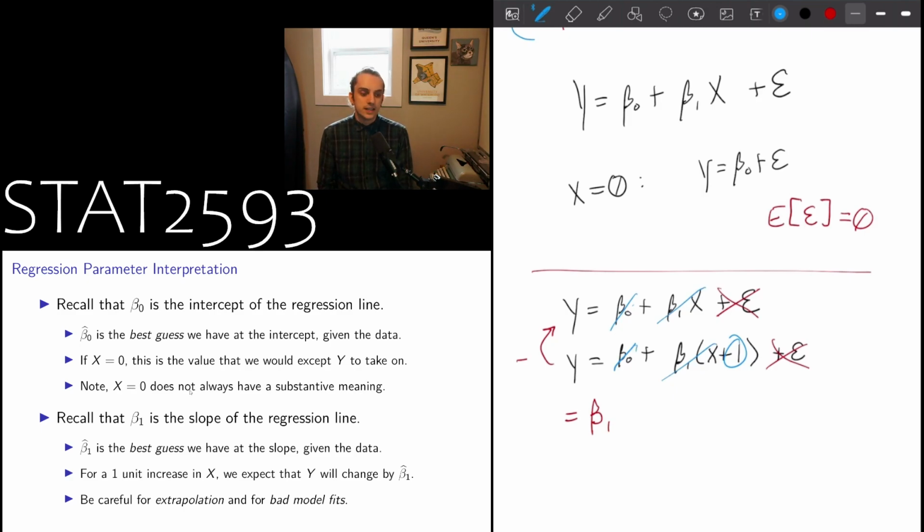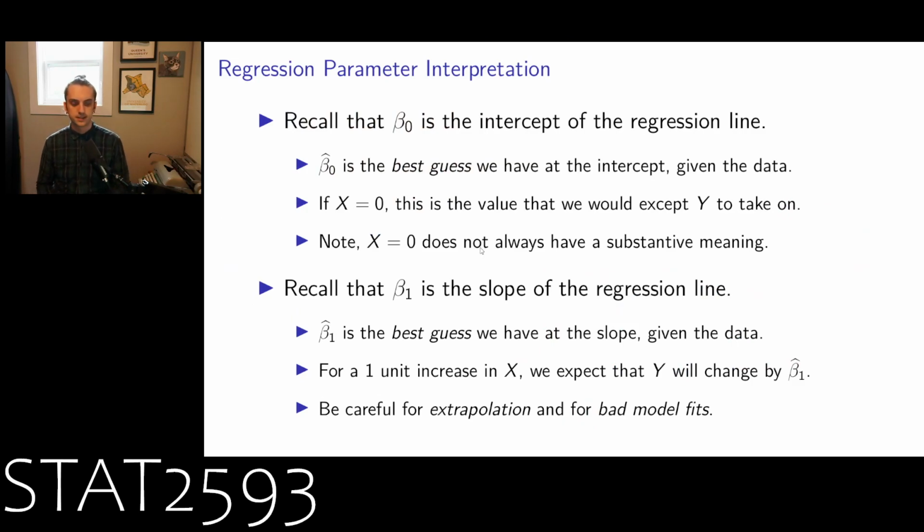Now, we need to be careful about two different concerns here: extrapolation and bad model fits. We're going to observe x data over some range, and our model is going to be fit on that range. You have to be really cautious about extrapolating beyond that range of x values. So if you observe x's between 0 and 100, you have to be cautious about plugging in a value of 150 for x, because we don't know what's going to be happening to the outcome out there.